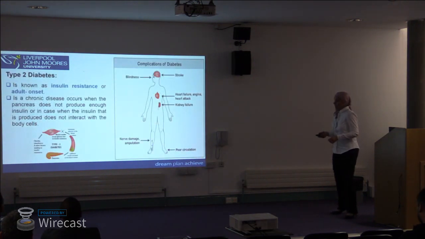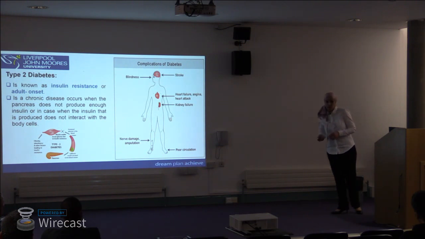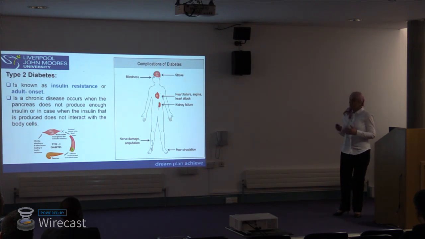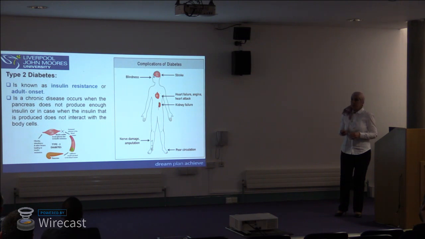Before I start this presentation, there are a lot of types of diabetes. There is type 1 and type 2 diabetes, and there are other types as well. We are focusing on type 2 diabetes in this research because 90% of all cases of diabetes are type 2. Type 2 diabetes is a chronic disease, and it results from when the pancreas doesn't produce enough insulin, or when the insulin doesn't interact with the body cells in an effective way.